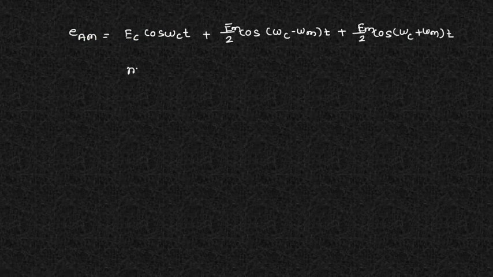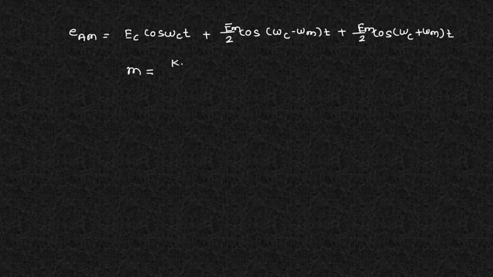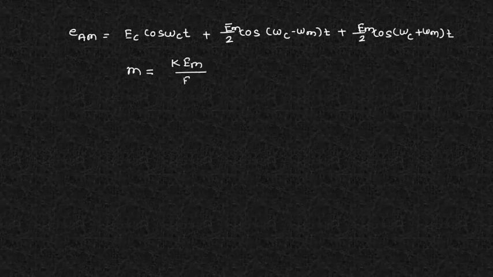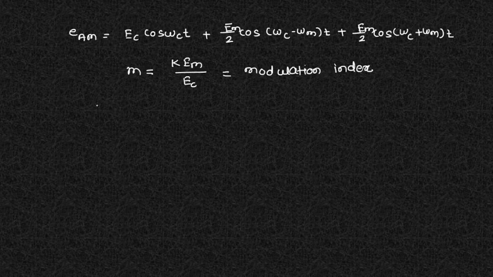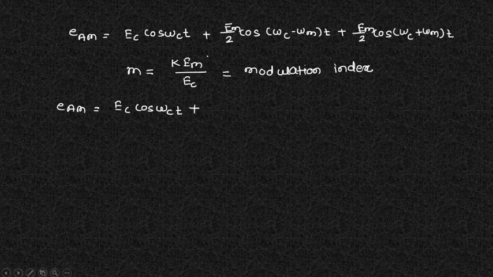So what is the modulation index here? K = Em by Ec, and this is what we call the modulation index. So I want this equation in terms of modulation index. So I'll just write down this equation once again. Amplitude modulated waveform is Ec cos of omega c t plus Em by Ec. So if I put here Ec, I need to put here also Ec. So I can say m Ec by 2.